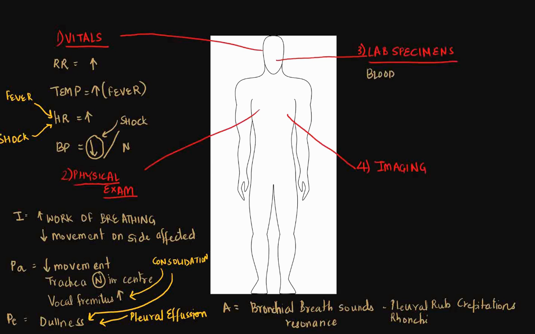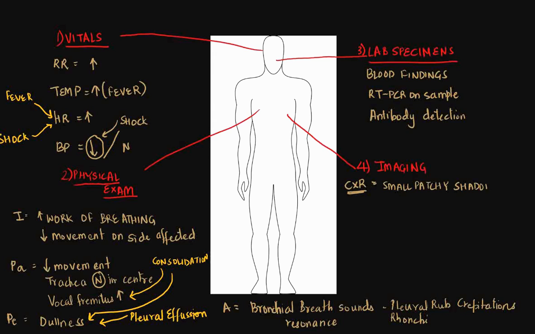So the summary of the lab diagnosis includes the blood findings and the specimen with the RT-PCR findings. This can be supported by antibody detection in the blood. Finally, coming to imaging. On chest X-ray, initially there may be small patchy shadows. Later on, when the disease becomes severe, the patient may even show infiltrating shadows, consolidation, or even pleural effusion. Now, these are mostly seen in the peripheral and the lower zones of the lung.